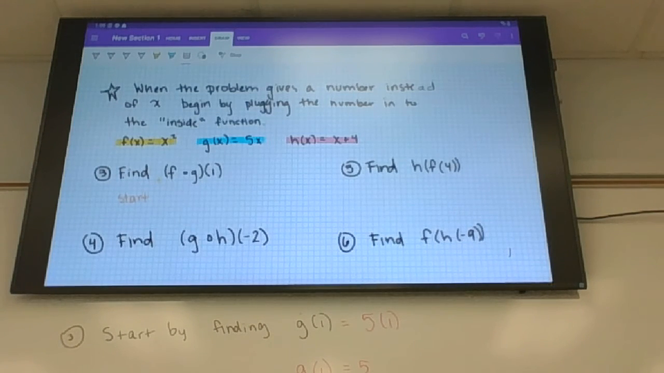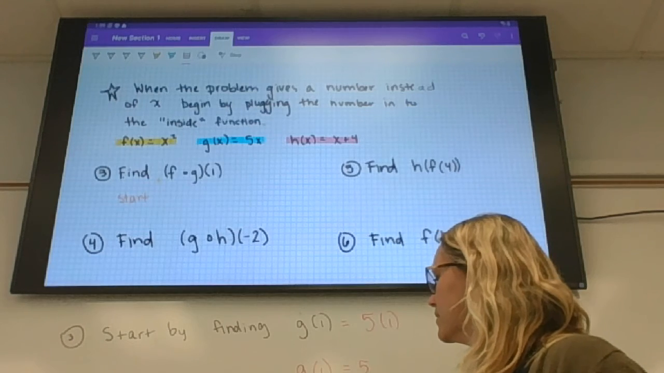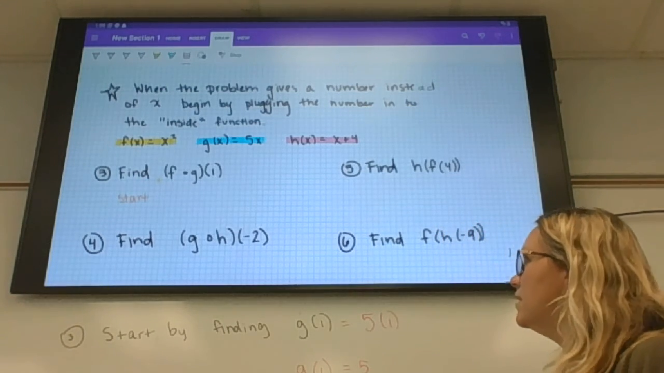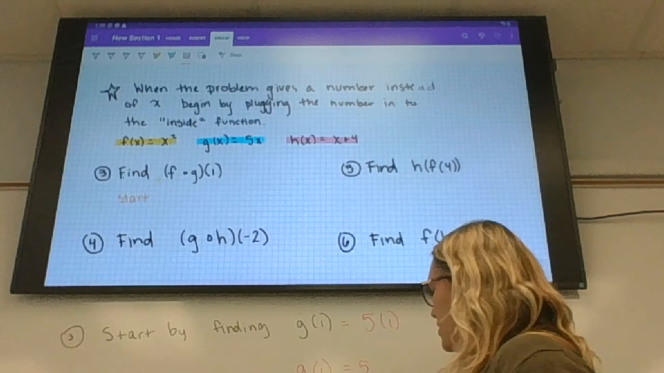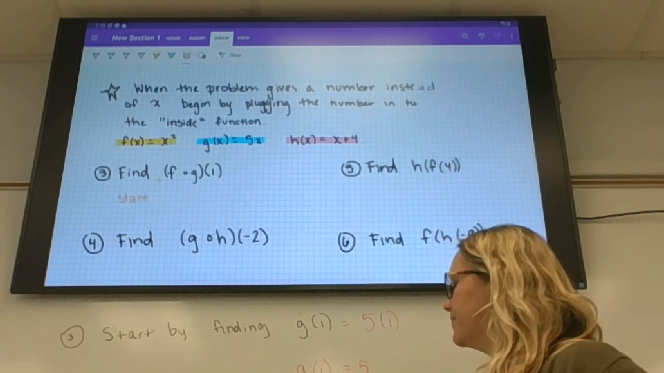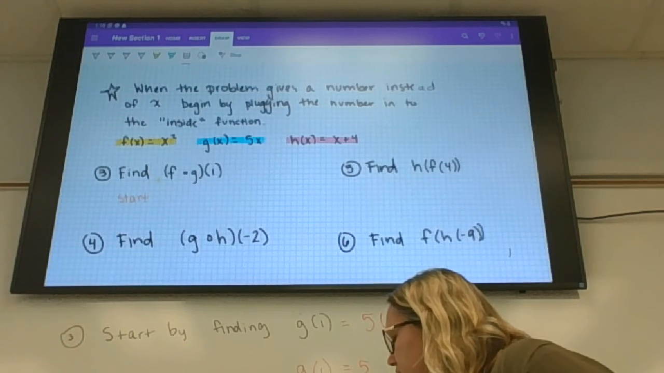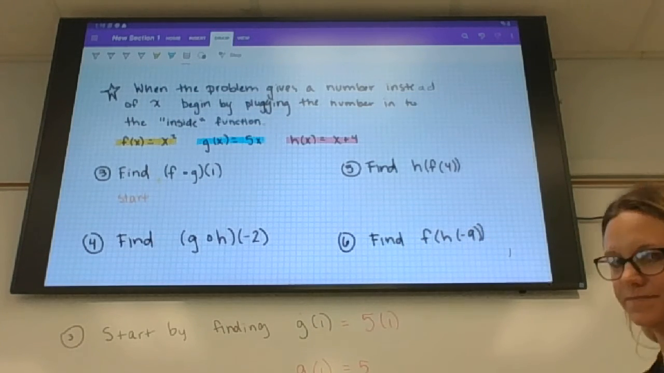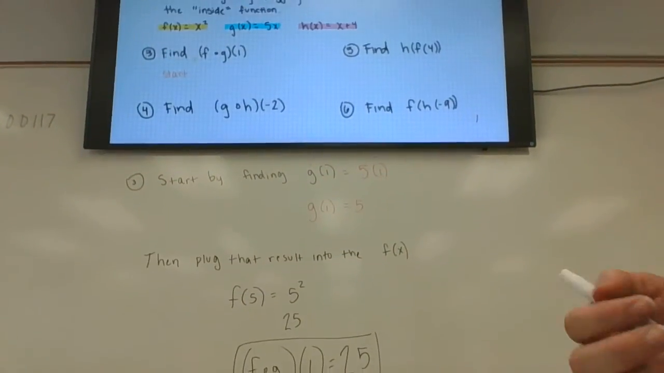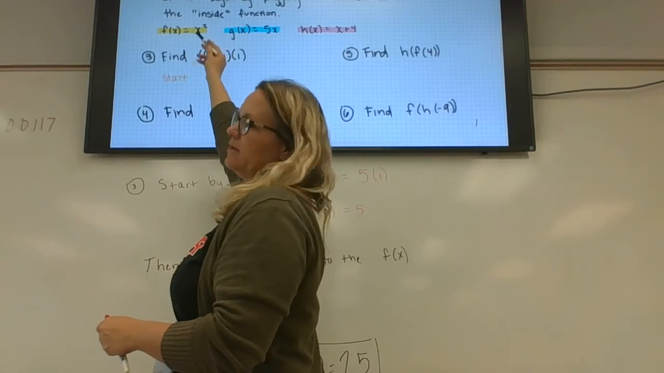Oh, it's an open circle. Then you plug that result into the F function. So do the inside one, get a number out, take that number and put it into F. So now here's the F function. So now I'm going to do F of 5. So now I know that F of G of 1 gives the result 25. So the F function is x squared. So I took this answer and I replaced x with it.